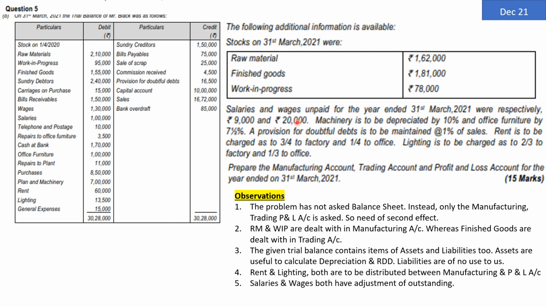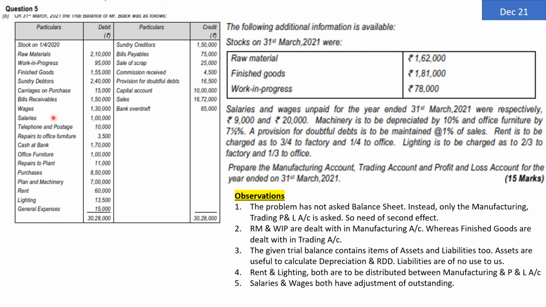Now in the next step, we are going to identify each of the items given in the trial balance. They will be going to which particular statement, because we will be preparing three statements now. One is a manufacturing account, one is a trading account, and last is a P&L account. Out of these three different accounts, where we'll have to write all these different items? Should we put it in the manufacturing account or trading account or P&L account is required to be identified.